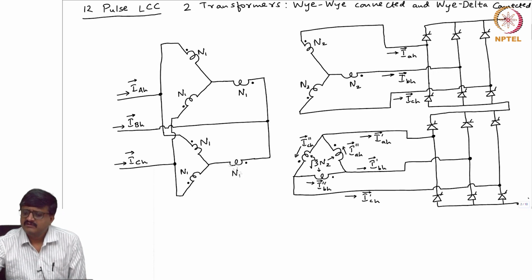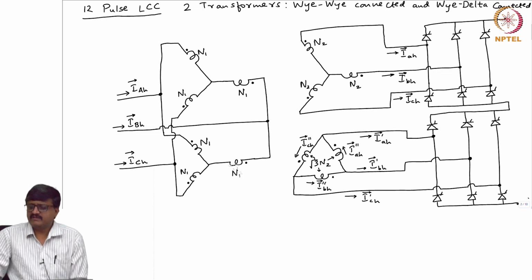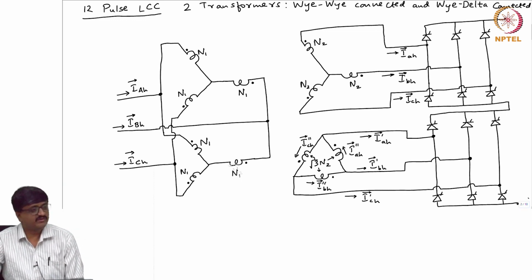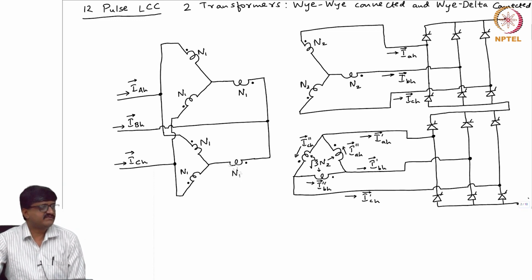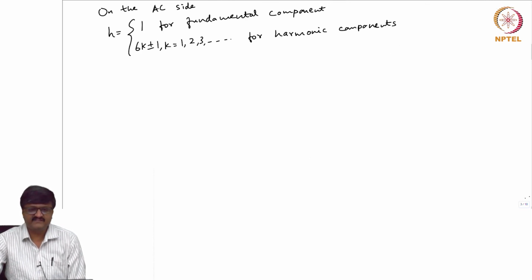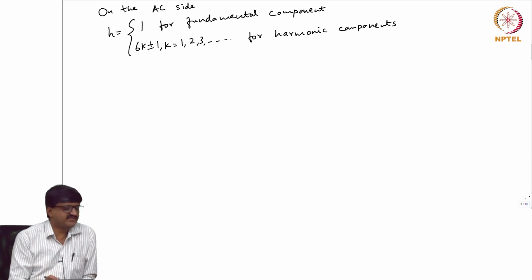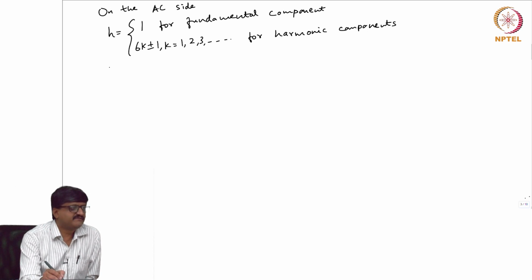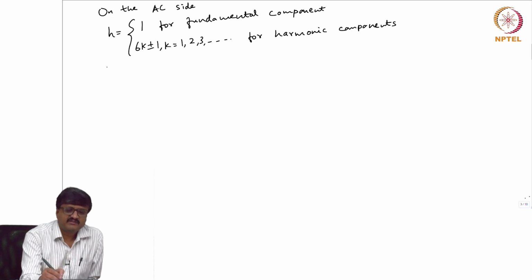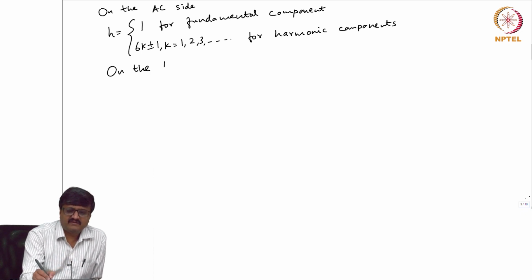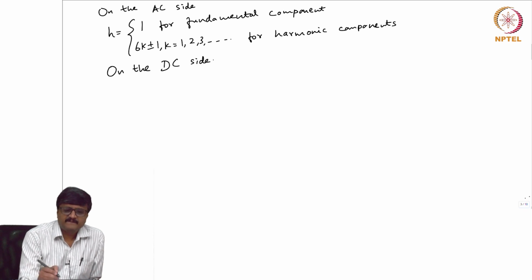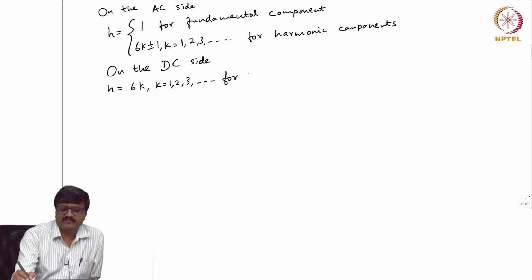Now, on the DC side also there are voltages, the DC side voltages, but the harmonics in the DC side voltage are not of the same order as the current harmonics on the AC side. See, this is on the AC side, the definition of H. Now, if you look at the DC side voltage, what is the order of harmonics? It is a multiple of 6. Okay. So, on the DC side, we say H equal to 6K, K equal to 1, 2, 3 for harmonic components.